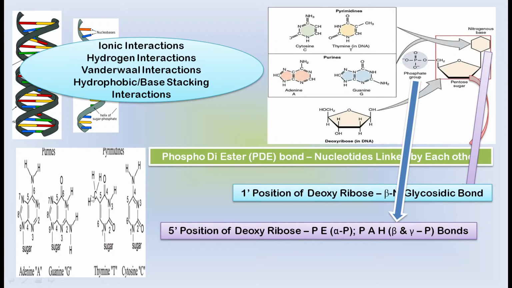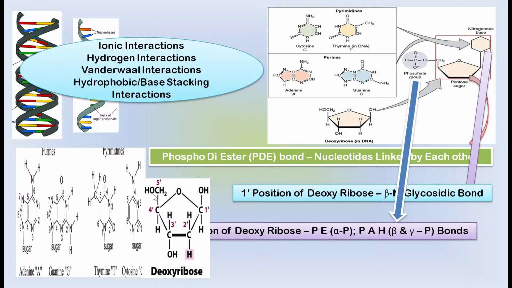These are the purines and these are the pyrimidines. Adenine and guanine are purines. Guanine, thymine and cytosine are pyrimidines in case of DNA. This is the deoxyribose sugar. Here we see the second position contains only hydrogen. That's why it is 2' deoxyribose. This ribose is linked to the nitrogen bases at the first position, whereas to phosphates at the 5th position.